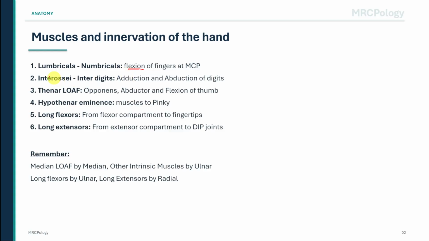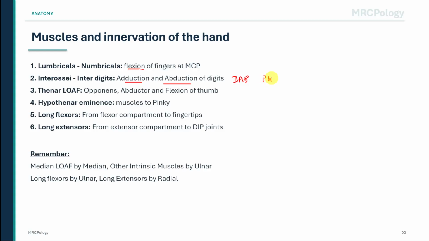The interossei lie between the metacarpal bones. Remember interossei as interdigit muscles, and they cause adduction and abduction of the digits. The dorsal interossei abduct the fingers, remembered by DAB. The palmar interossei adduct the fingers, remembered by PAD. All the interossei are supplied by the deep branch of the ulnar nerve.